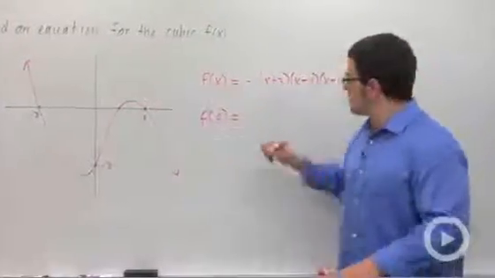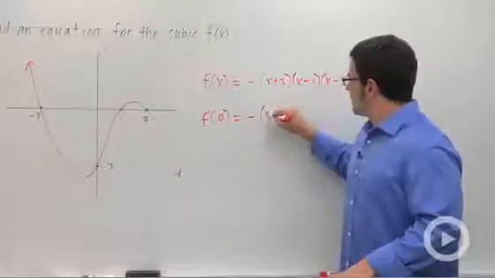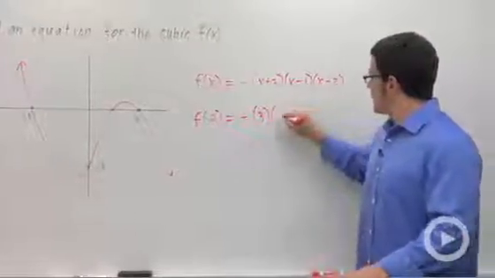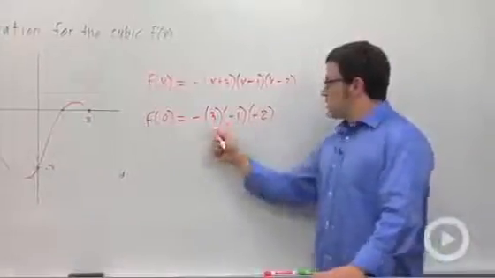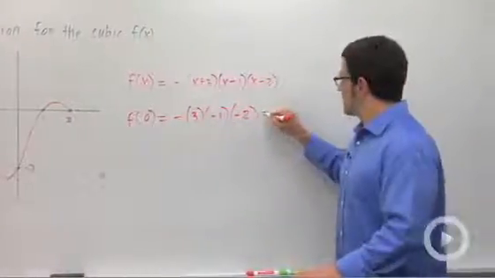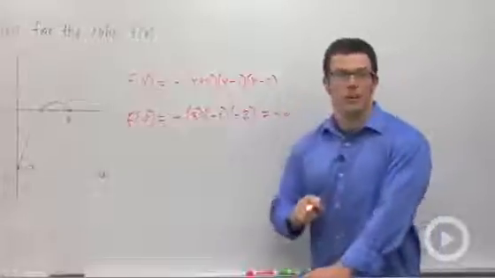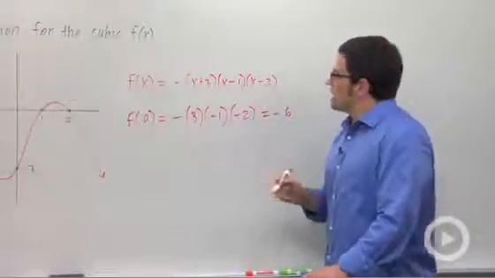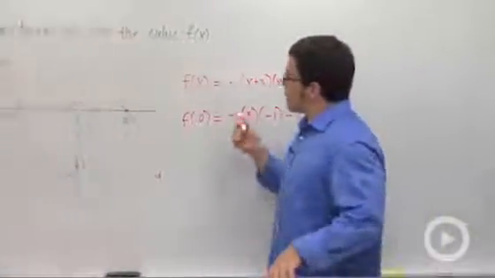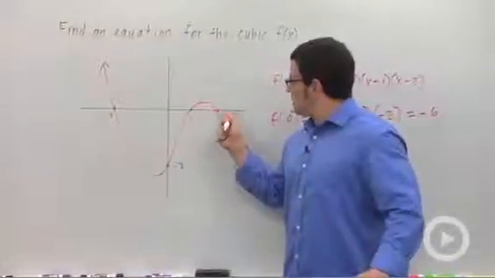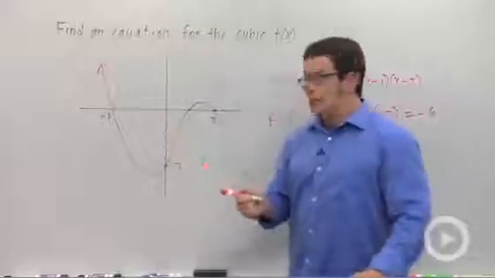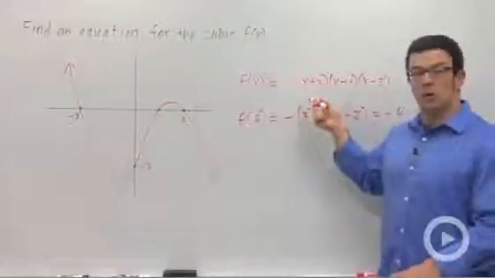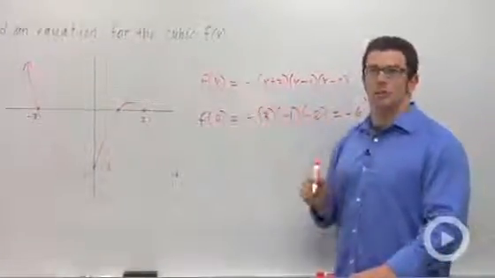So f of 0 equals 3, -1, -2. So this is 2 times 3, 6. Okay, it didn't work. Well, that's because, remember, there are lots and lots of polynomials, lots and lots of cubics that pass through these 3 x-intercepts. Any multiple of this polynomial will pass through those 3 intercepts.